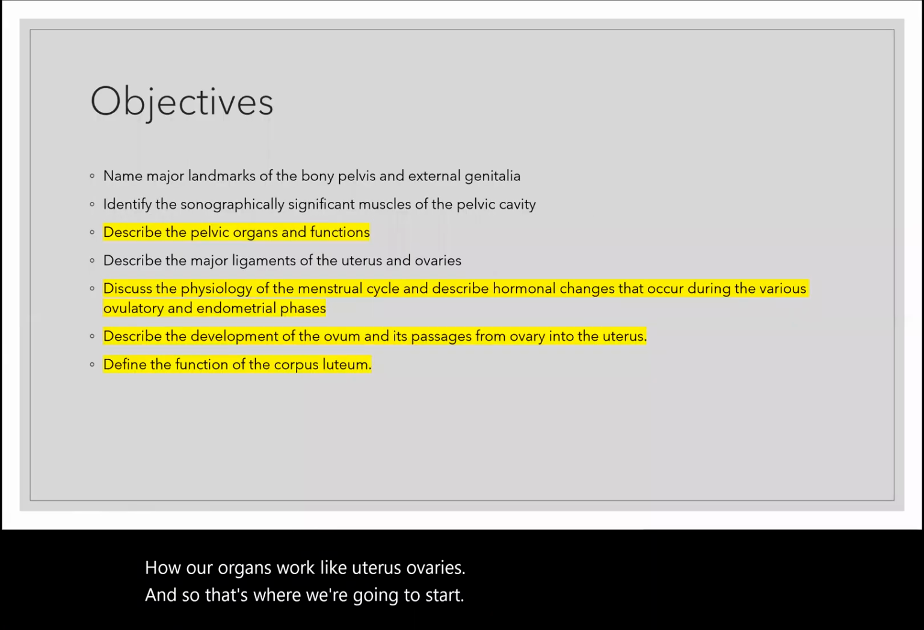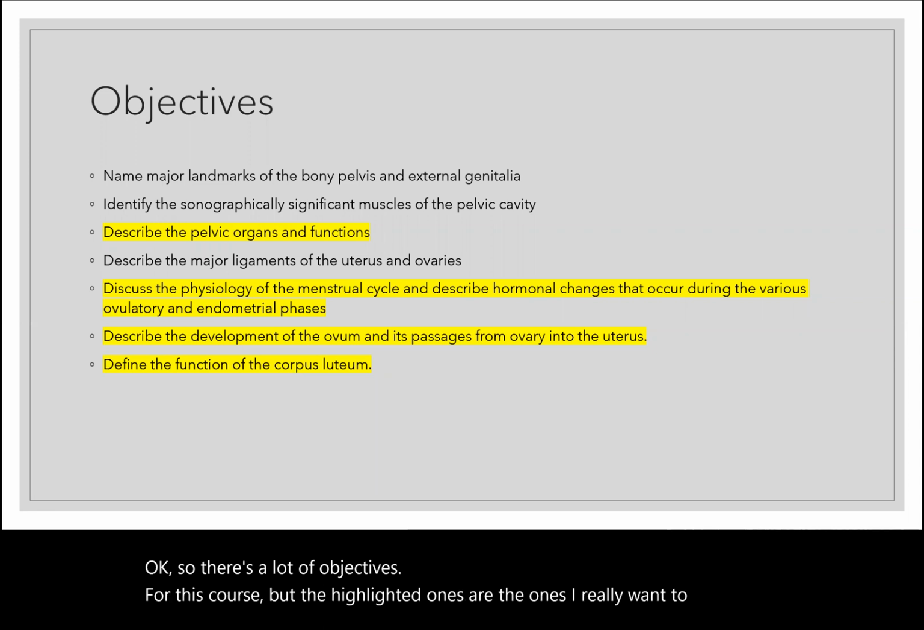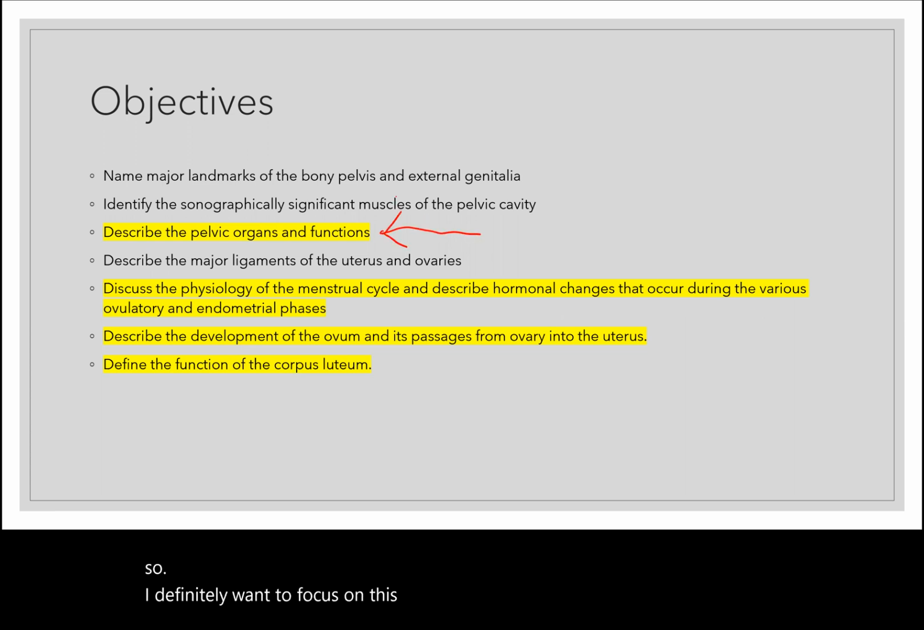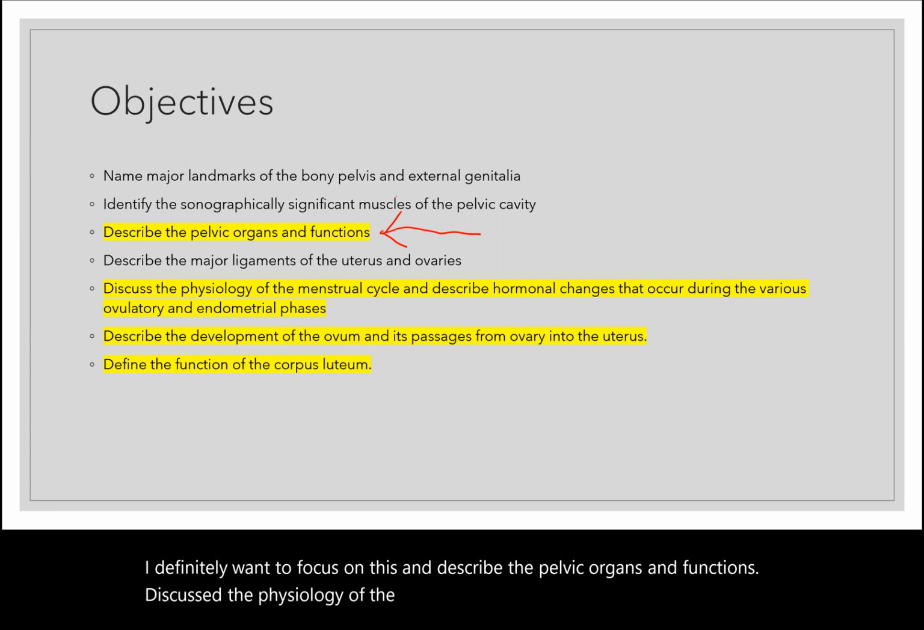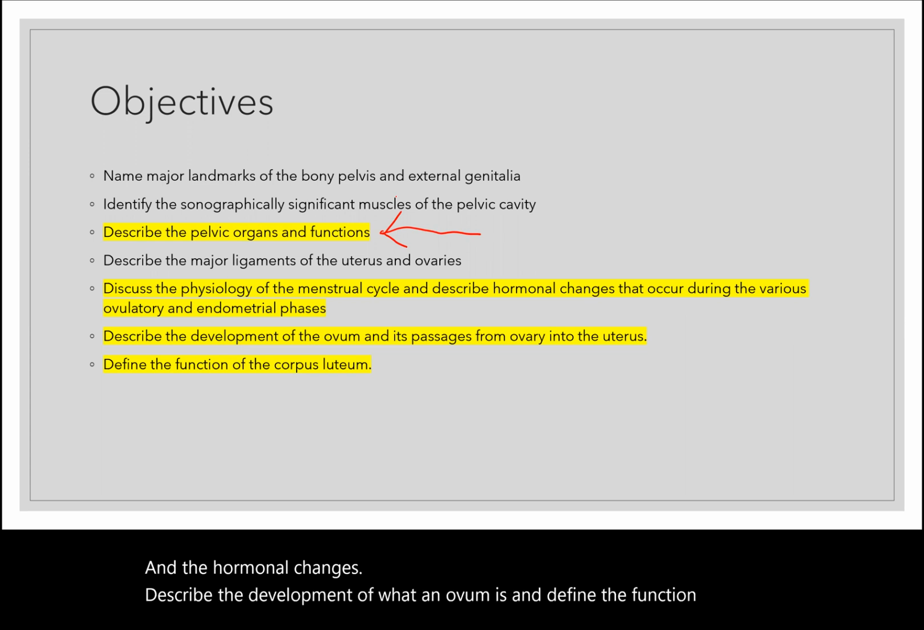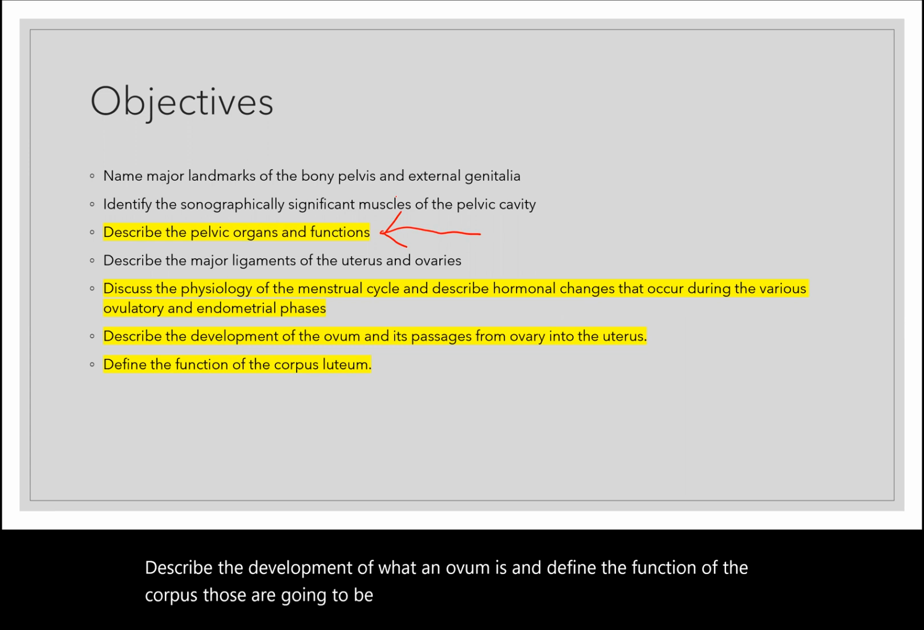Okay, so there's a lot of objectives for this course, but the highlighted ones are the ones I really want to focus on. So I definitely want to focus on this: describe the pelvic organs and functions, discuss the physiology of the menstrual cycle and the hormonal changes, describe the development of what an ovum is, and define the function of the corpus luteum. Those are going to be our main objectives in this chapter.